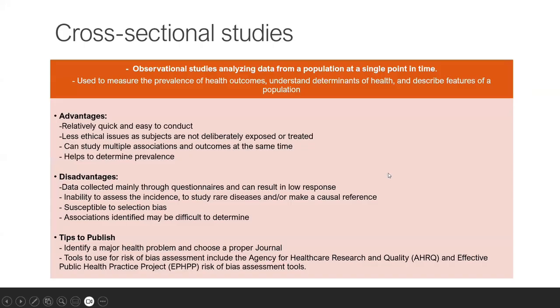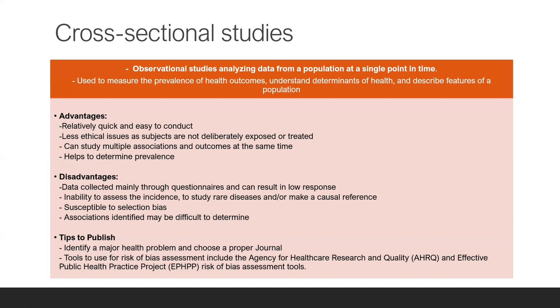So cross-sectional studies, which I mentioned earlier, these are observational studies. All you're doing is, it's more like a snapshot. So you're doing something at that point and combining the two or associating the two at the same time. It's used to measure prevalence of health outcomes, to understand the determinants of health and describe features of a certain population. For example, you're trying to link vitamin C with pollen exposure or hay fever. So it's a snapshot of that point.